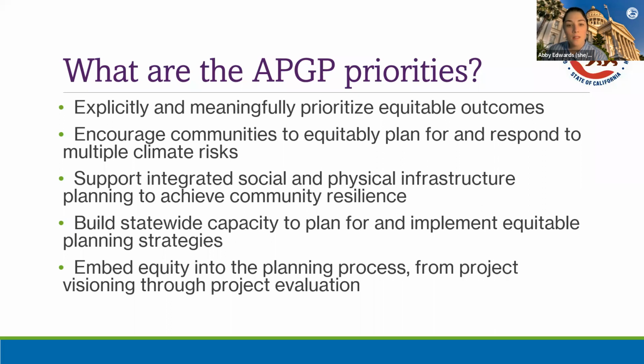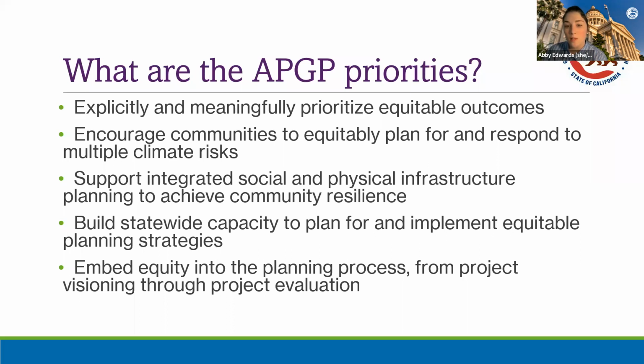The third one is to support integrated social and physical infrastructure planning to achieve community resilience. The program will provide flexible funding to meet multi-sector and issue planning needs that intersect with climate risks, including but not limited to land use, transportation, economic, housing, natural resource management, public infrastructure, and hazard mitigation issues. The fourth one is to build statewide capacity to plan for and implement equitable planning strategies.